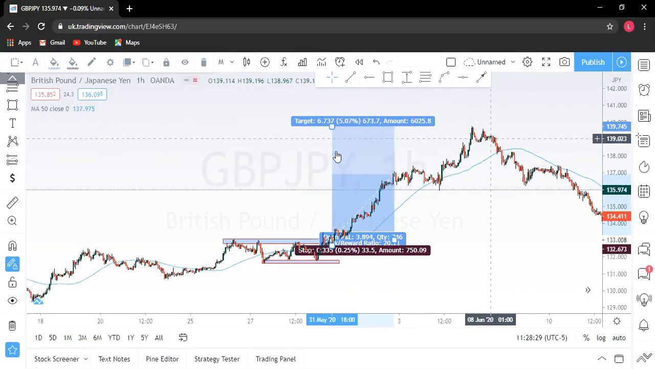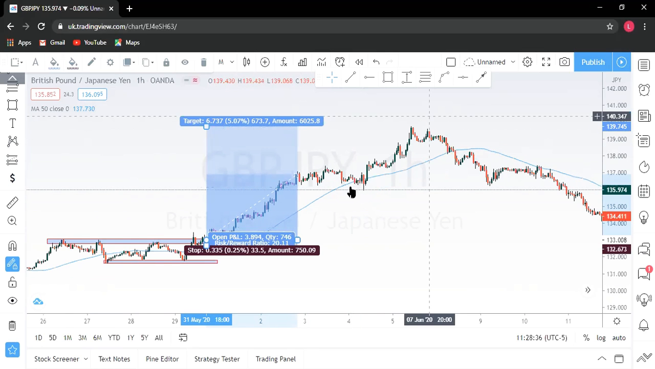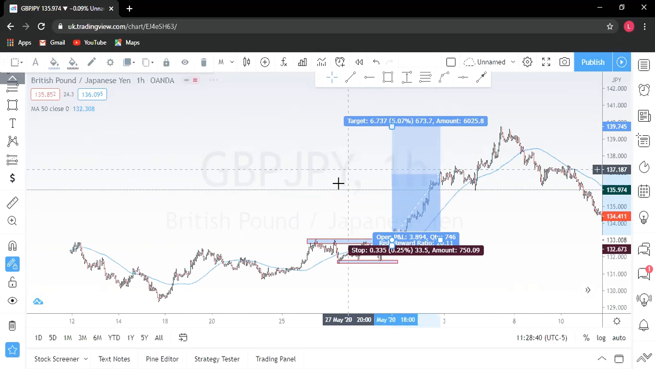Depending on your lot size. So can you see it actually went because you don't have a resistance structure. That means you can actually take it for a very long period of time.